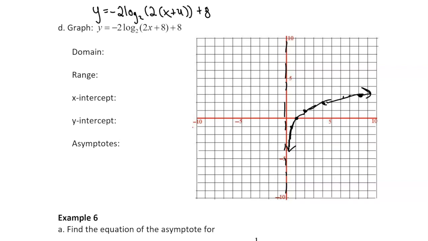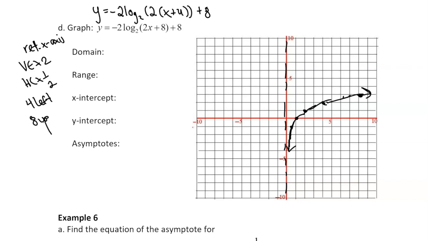Okay, so from here, I would say it's for sure being reflected over the x-axis. We have a negative in front of there. We have a vertical expansion by a factor of 2. We have a horizontal compression by 1/2. We're going 4 left and we're going 8 up. So we have a whole lot of stuff happening here.